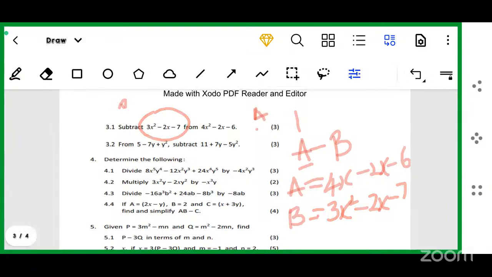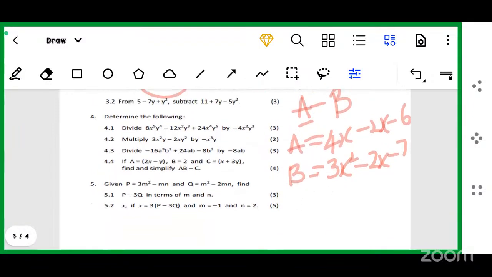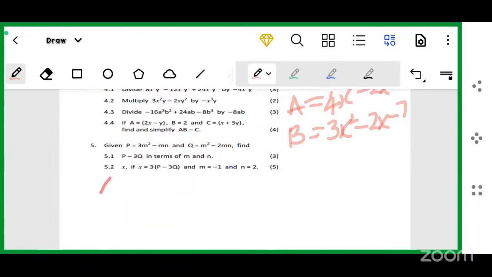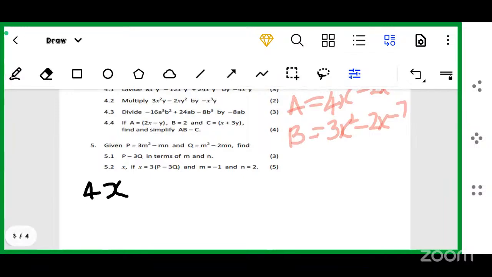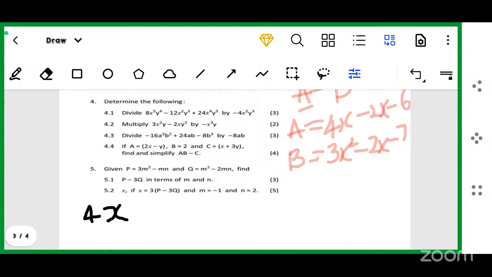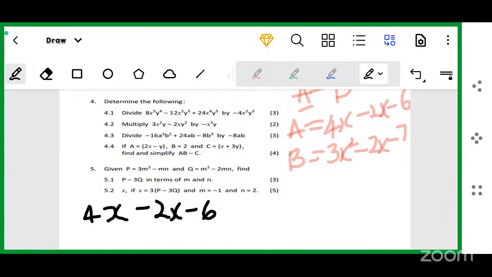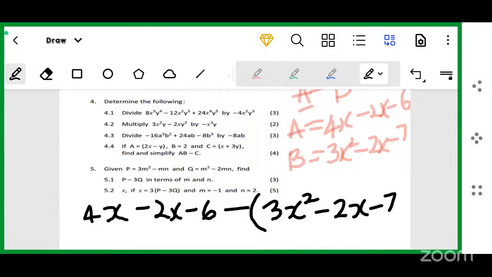So what we are going to have is 4x squared minus 2x minus 6 minus, let's not forget the bracket, 3x squared minus 2x minus 7, close bracket.